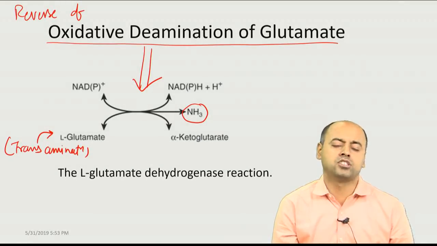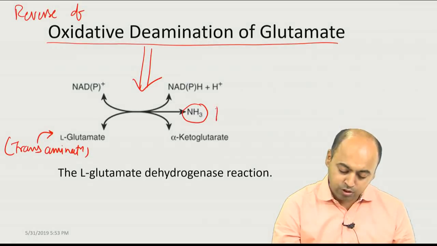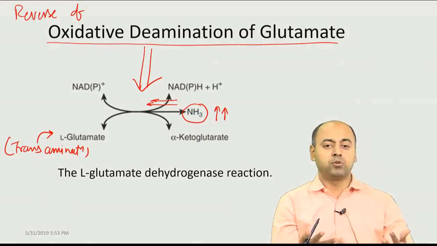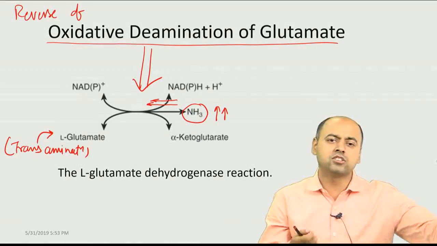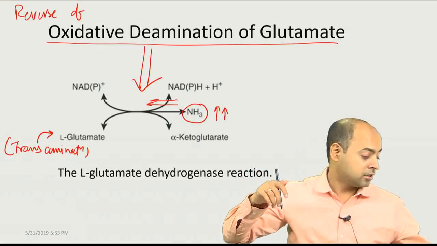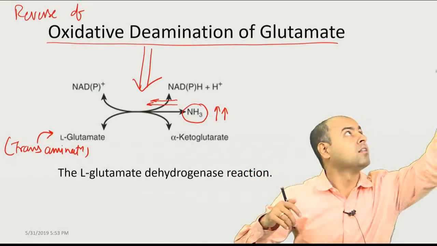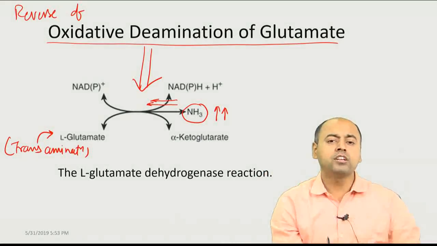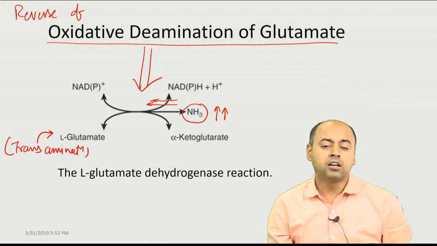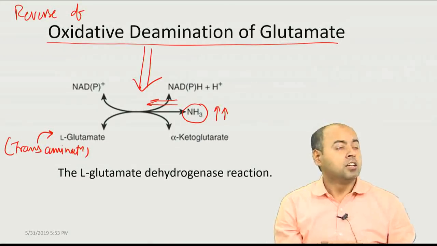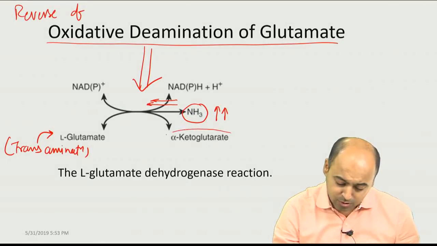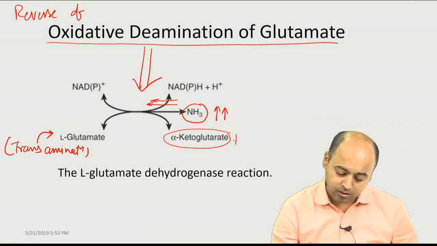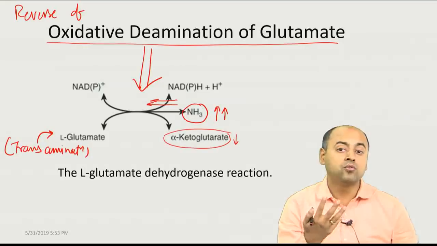But this reaction is freely reversible. As a result, when the ammonia concentration increases, the backward reaction becomes more favorable, because it is a freely reversible reaction. It will depend on the concentration of the substrate at one end and the product at the other end. So when the ammonia concentration rises, the backward reaction becomes more favorable and the ammonia starts getting used up. The backward reaction will also use up the alpha ketoglutarate, so the alpha ketoglutarate level will start falling.